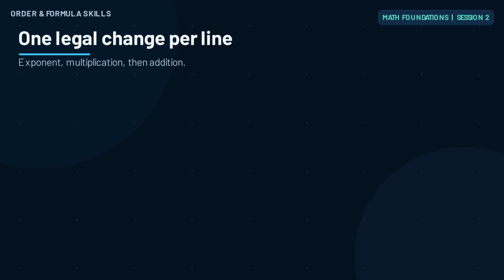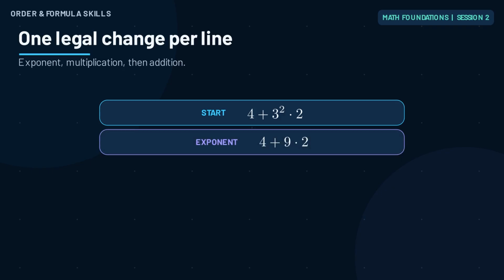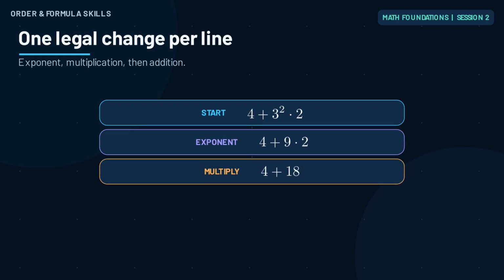Let us build a full solution for 4 plus 3 squared times 2. The exponent acts first, so 3 squared becomes 9. Rewrite the expression as 4 plus 9 times 2. Multiplication is next, giving 4 plus 18. Addition comes last, so the final value is 22.